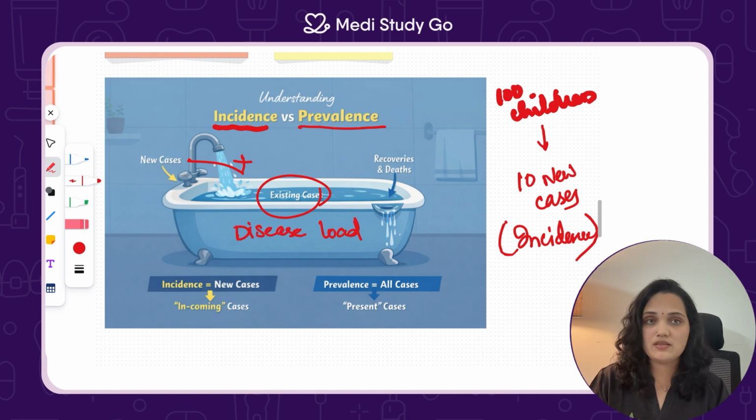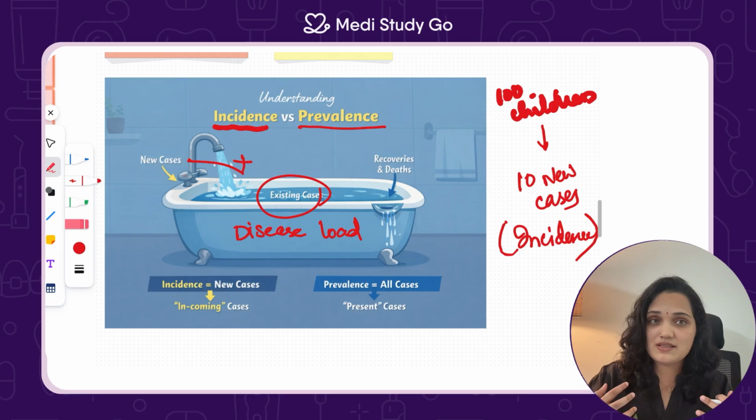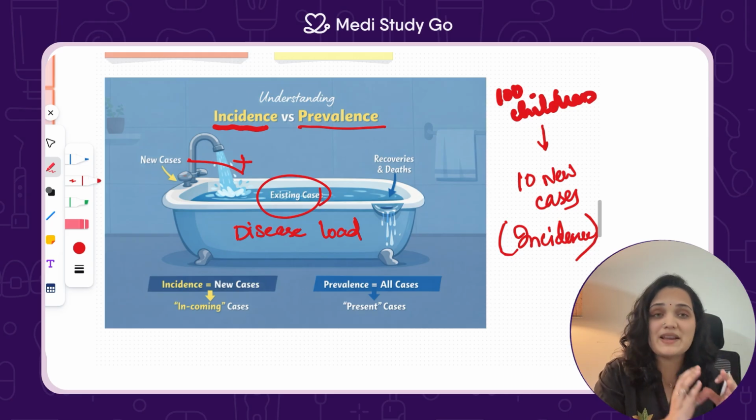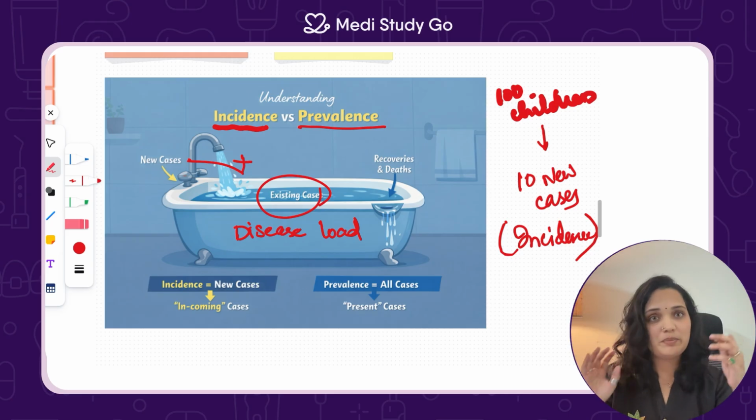In one line, we can say the difference looks like this: incidence is all the new cases and prevalence is all cases. If you want to remember it, a small trick is there. You can remember incidence like incoming cases and prevalence like present cases. So I and I, P and P.